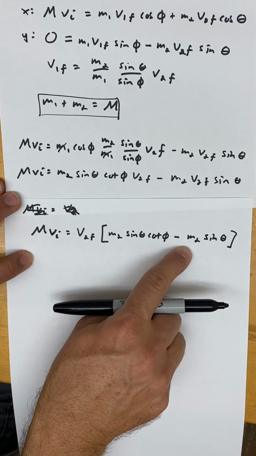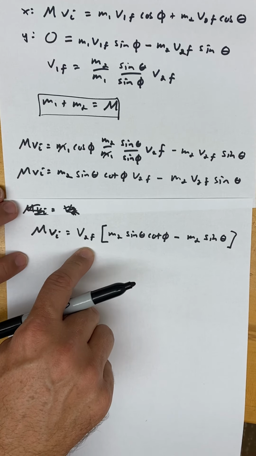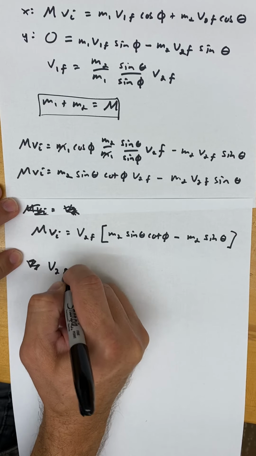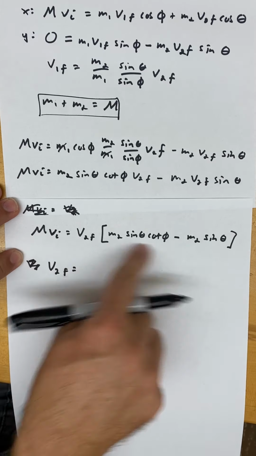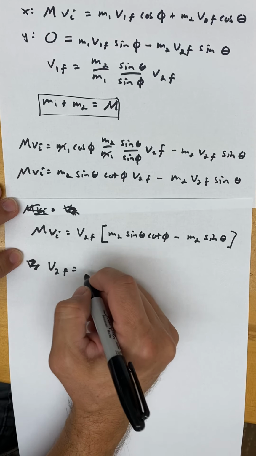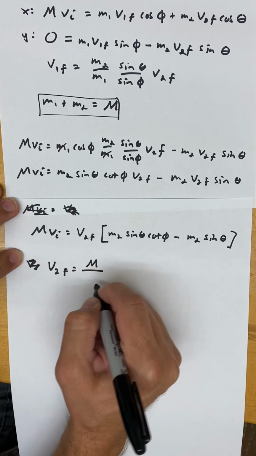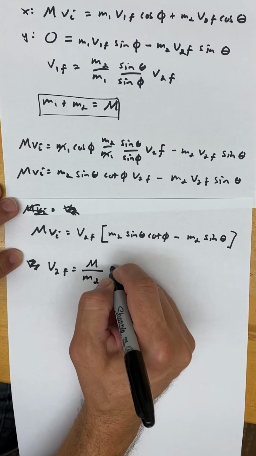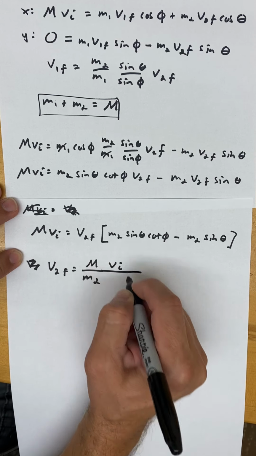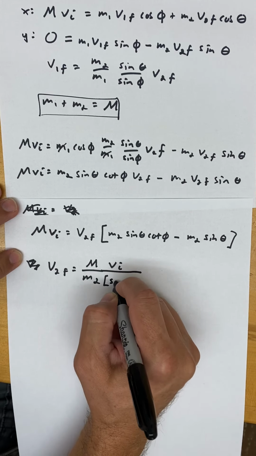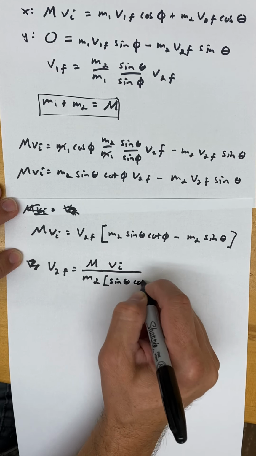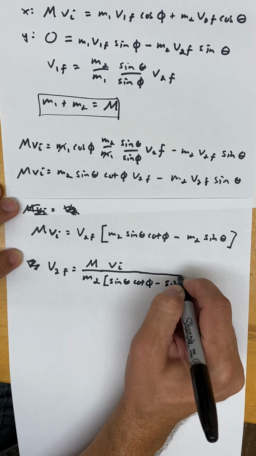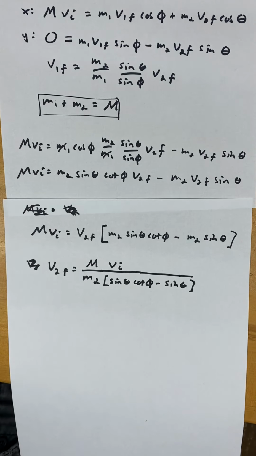You can pull out an M2 from these if you want to, but now I'm in a position to solve for V2 final. Keep getting my subscript wrong. V2 final is going to equal this term divided by the brackets. What I'm going to get out of that, let me write it like this. Capital M over M2. I'm going to pull out an M2 from both of those. And then V initial over sine theta cotangent phi minus sine theta. And that characterizes V2 final.